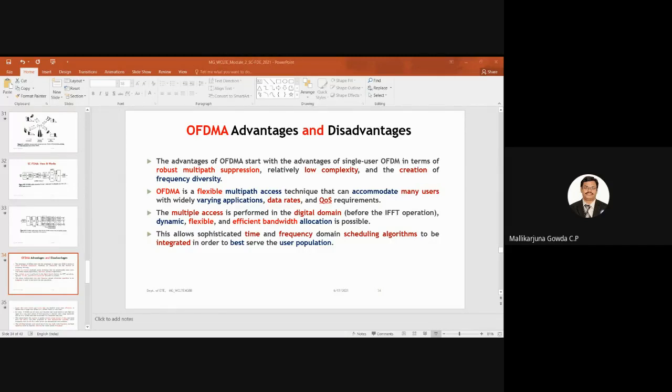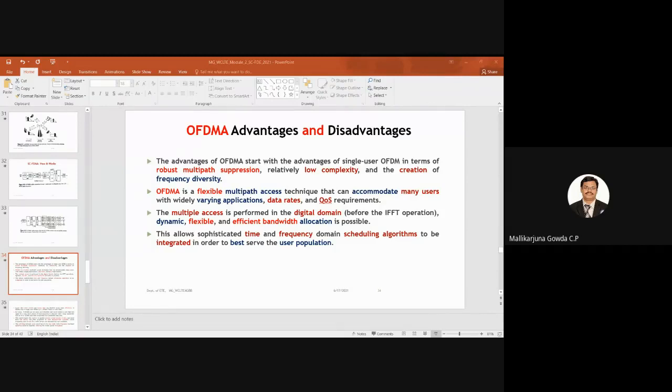And even those many users with what? Widely varying applications. Widely varying applications means with different data rates. Depending upon the application, even the data rate requirement varies, right? And with different quality of service requirements. Okay. Hope this point is clear. I said OFDMA is one of the flexible multiple access techniques that can be used to accommodate many users with widely varying applications, data rates, and quality of service requirements.